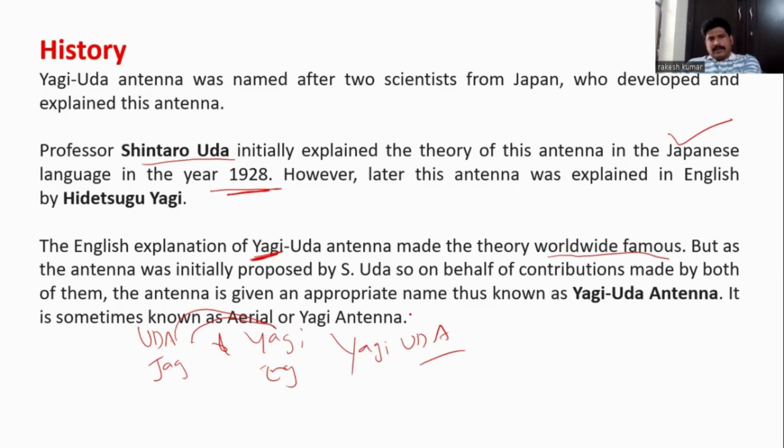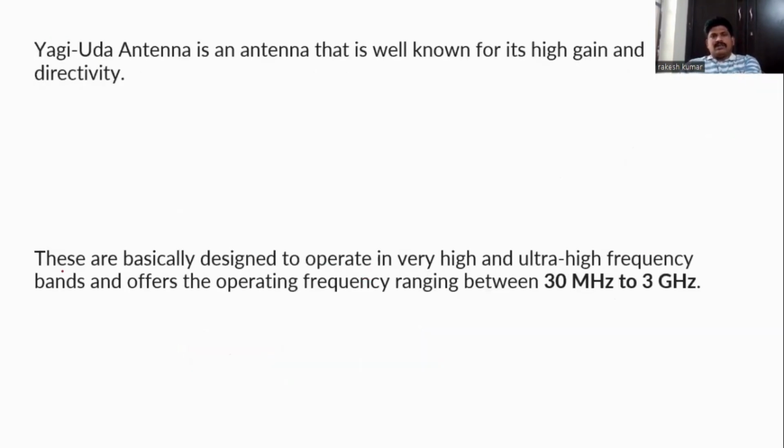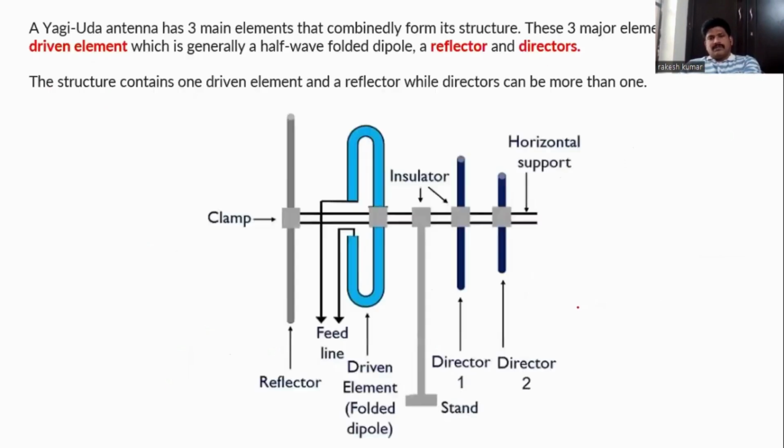Now let us see the purpose of this antenna. The Yagi Uda is an antenna that is well known for its high gain and directivity. The main purpose of this antenna is to get high gain. It is designed to operate at very high and ultra high frequencies, and the frequency range is from 30 megahertz to 3 gigahertz.